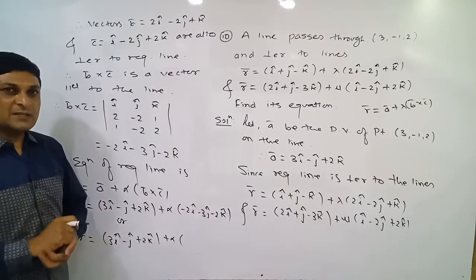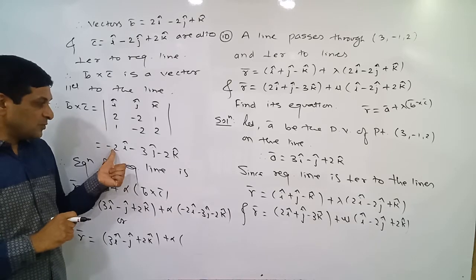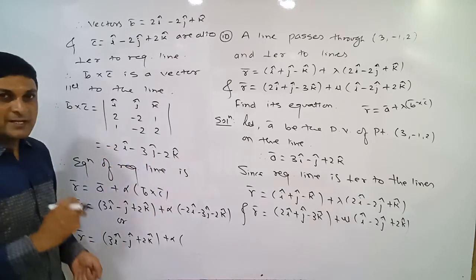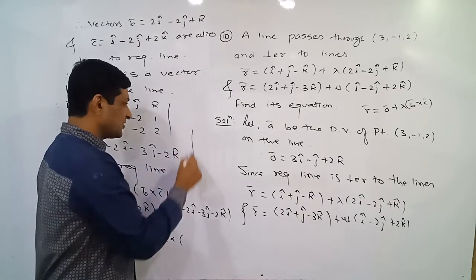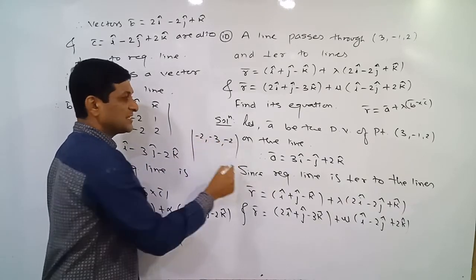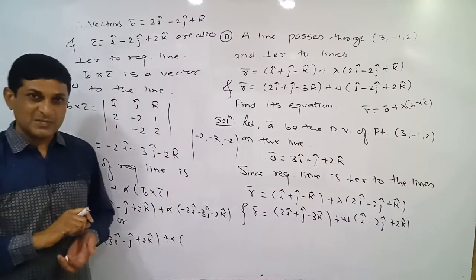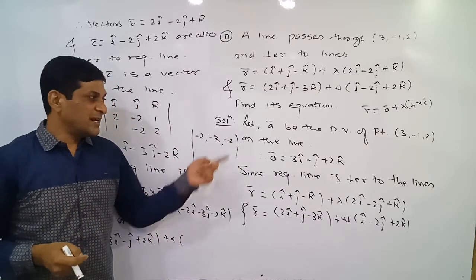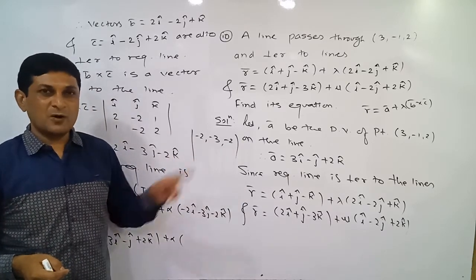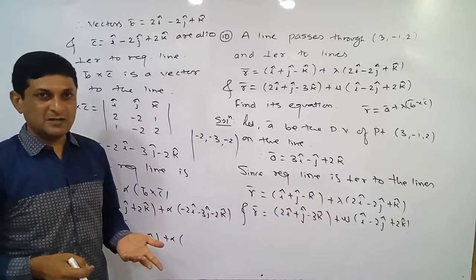And if the vector along the line is given to us, at that time the coefficients of i cap, j cap, k cap are nothing but what? Direction ratios. So what direction ratios are we getting here? Minus 2, minus 3, minus 2. These are nothing but direction ratios. If these are the ratios, means we are able to multiply these three values by any number, or we are able to divide them by any number.